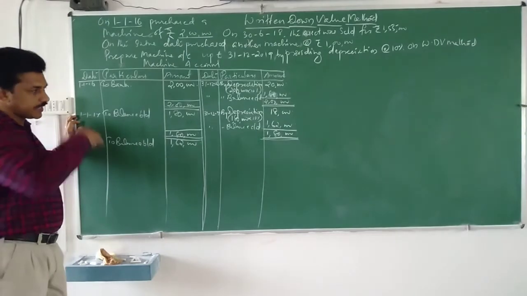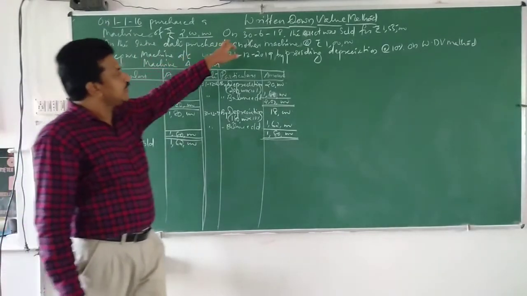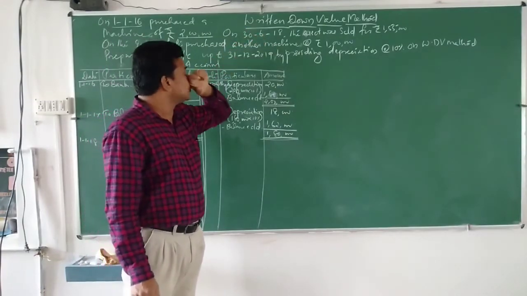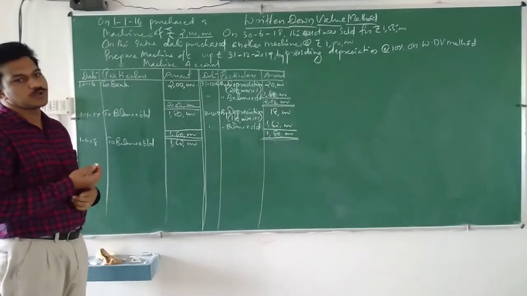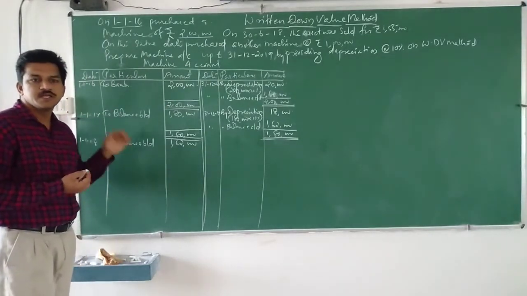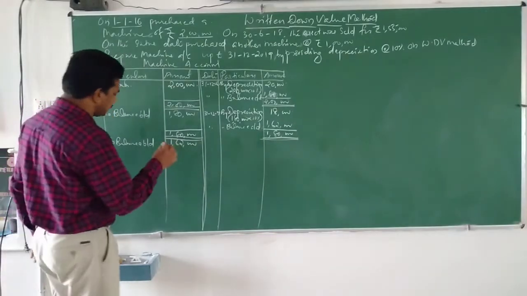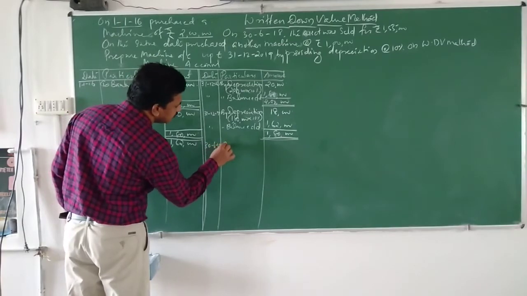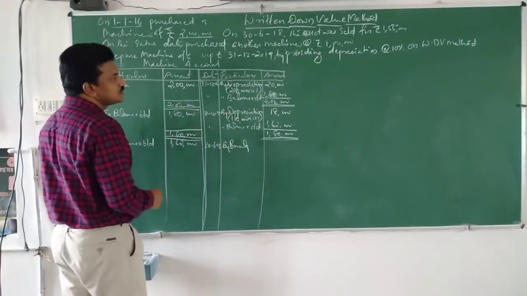Okay. Then what happened that year? On 30th June 2018, the asset was sold. Then what will be the journal entry? Yes, by bank. You will write 30/6/2018 by bank. How much?